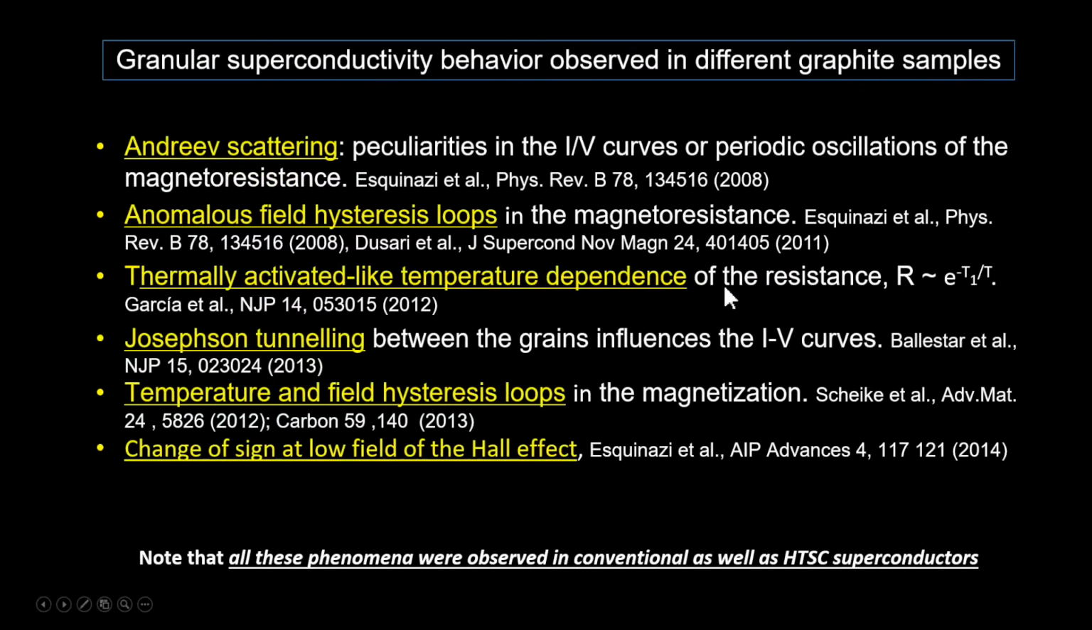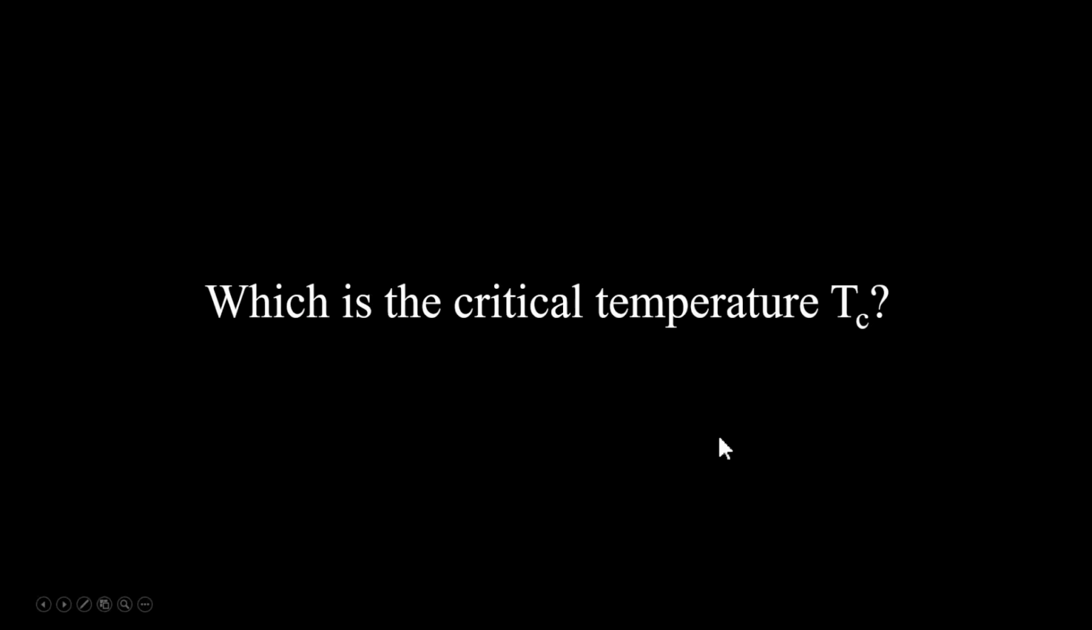Reproducible results were obtained in highly oriented pyrolytic graphite samples, indicating the existence of granular superconductivity, in some cases at temperatures above 100 Kelvin. Nevertheless, till now there was no report on the existence of a critical temperature. This is the main aim of the studies we have done.